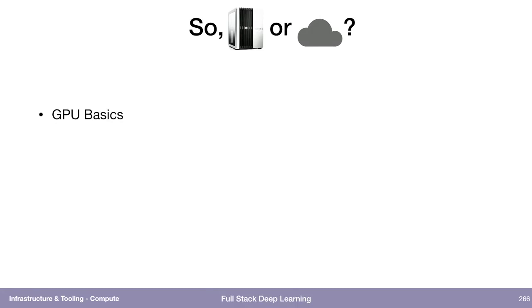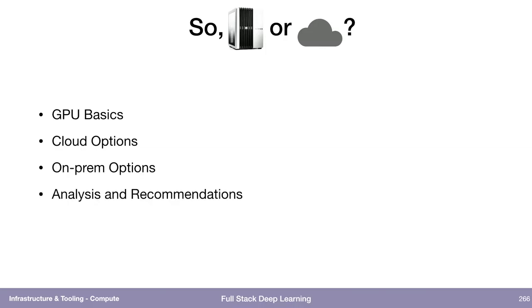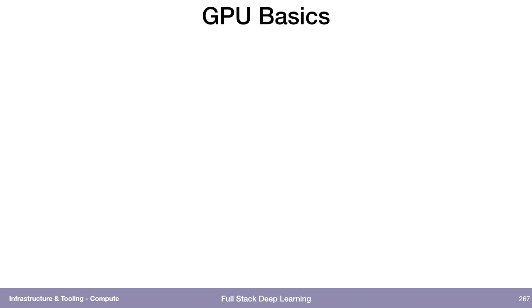So when we have to decide between on-prem and cloud, we have to consider a few things. The first is just the basics of how GPUs work, then the options that we have in the cloud, the options that we have on-premise, and then we can kind of synthesize our recommendations there.